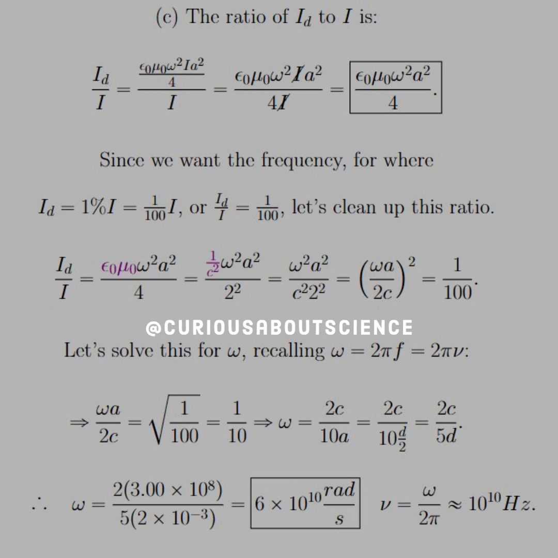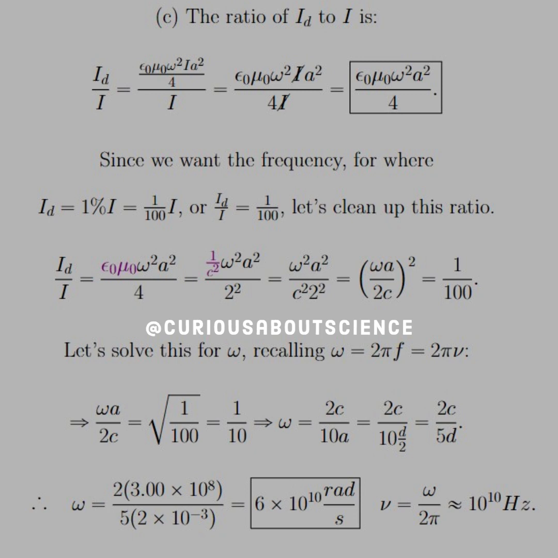So if we solve this for omega, the angular frequency, recalling that the angular frequency is 2 pi f, or in this text 2 pi nu, then if we take the square root of both sides of this cleaned up ratio, we get that omega a over 2c is equal to 1 over 10. Pretty quick there. If we solve this for omega, we get 2c over 10a. But again, we were given the diameter here, so a goes to diameter over 2, and that's where we get 2c over 5d. The d is for the diameter of the given wire or tube.